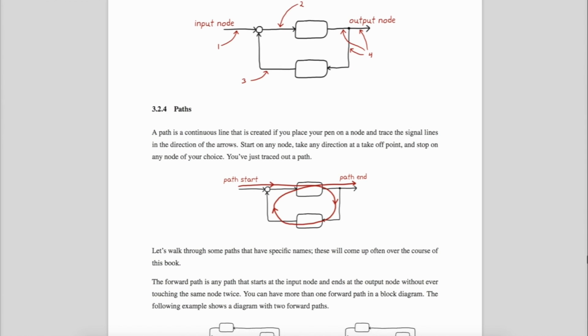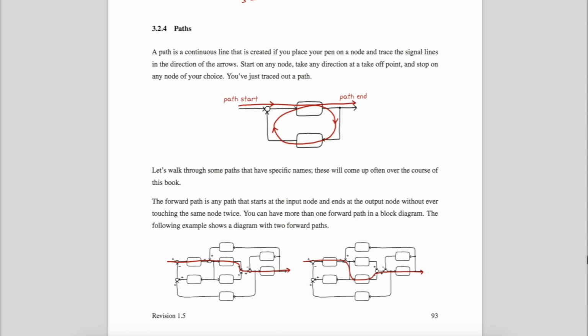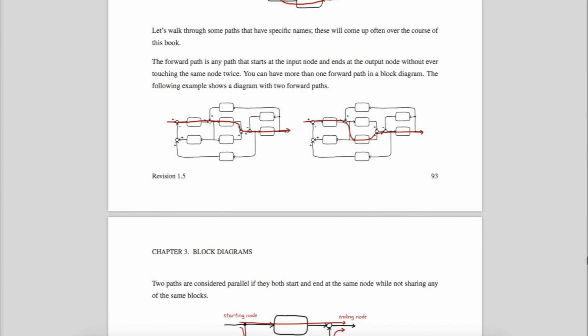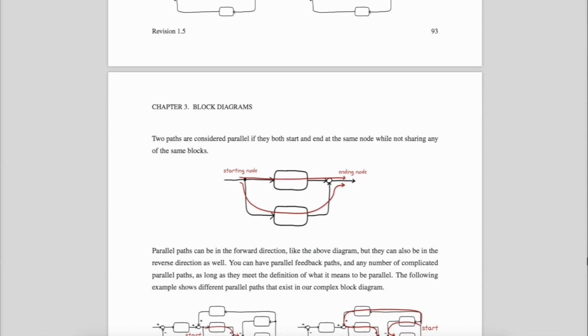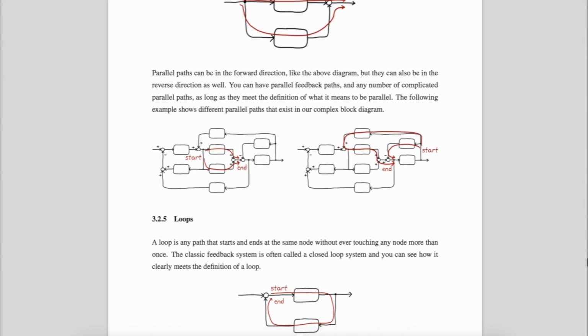Now, if you place your finger or pen on any node that you choose, then follow the arrows and stop on any other node, you've just traced a path. Some paths have names. If you start at the input node and trace to the output node without touching the same node twice, this is the forward path, and I showed two examples in this one diagram. Now, a parallel path is when two paths have the same starting node and the same ending node, but they don't share any of the same blocks.